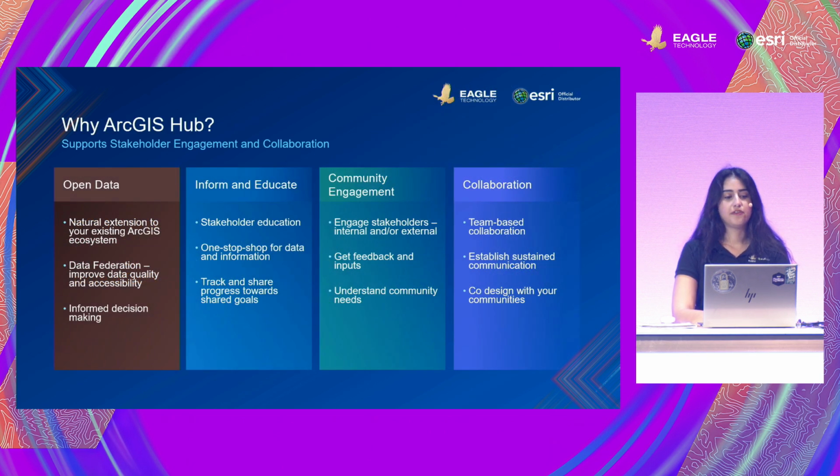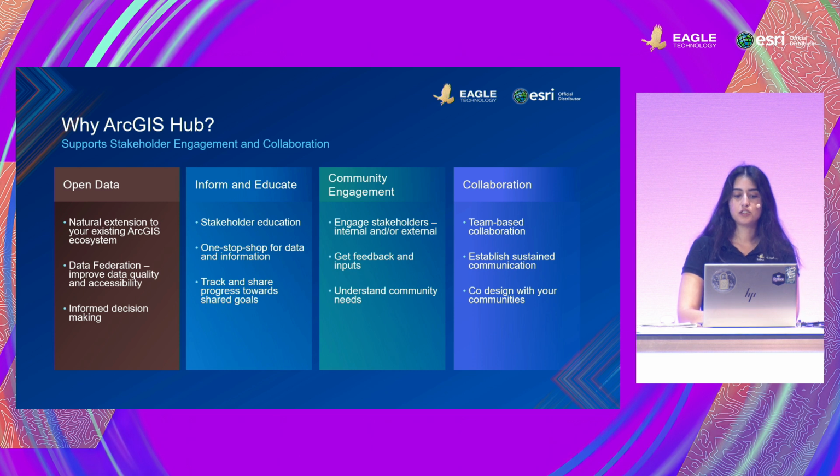But why use ArcGIS Hub for this? First and foremost, ArcGIS Hub is an open data platform, which is built on top of ArcGIS Online. So if you have ArcGIS Online already, you have access to ArcGIS Hub Basic, and you can start using this tool. It supports data federation. As I mentioned in the first day of plenary, you can have a configurable DCAT feed, and you want to share data to support informed decision-making. You can use ArcGIS Hub to inform and educate your audience, and it can be that one place for data and information. And in Hub, you can track and share your progress with your initiatives and your projects.